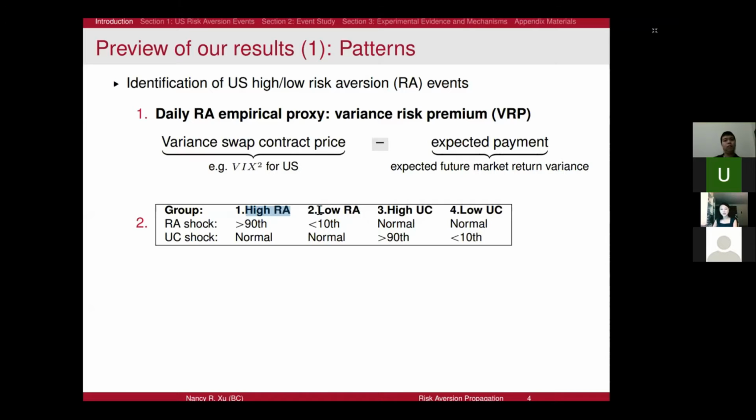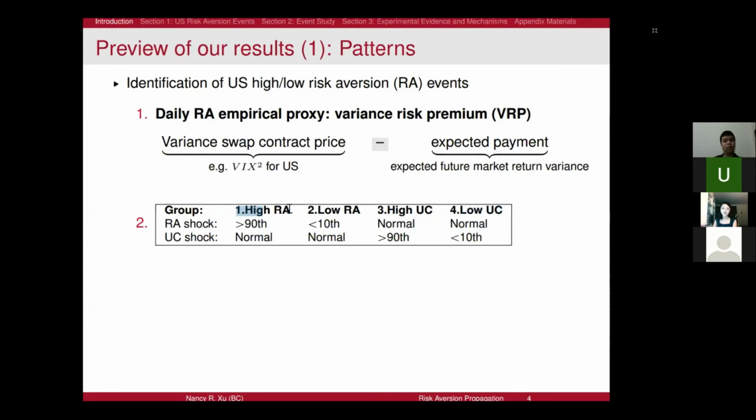And similarly, we identify low risk aversion event days as the following. It's kind of symmetric, meaning when the risk aversion drops a lot, but uncertainty remains in a reasonable range, say between the 10th percentile and the 90th percentile. And similarly, we can get the pure high uncertainty period and the low uncertainty period.